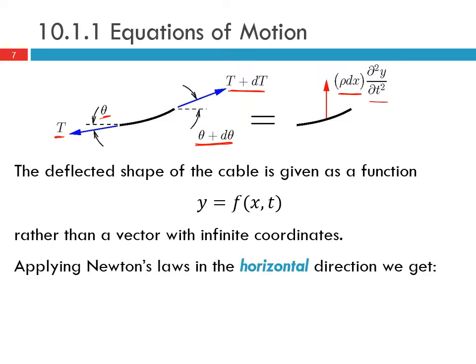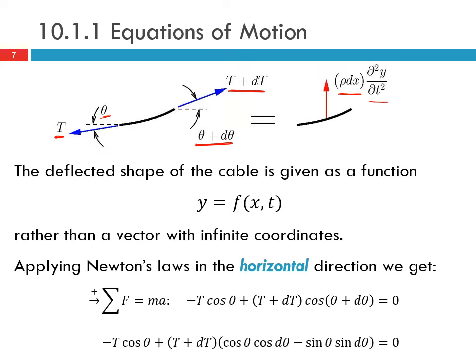Now we can apply Newton's laws in the horizontal direction to allow us to see what happens with this tension T. So the sum of F equals ma. We've got minus T cos theta plus (T plus dT) cos(theta plus d theta). Those are the horizontal components of the forces in the free body diagram. And there are no horizontal components in the mass acceleration diagram, so we have equals 0. Now we can use a trig identity to expand this out. Cos(theta plus d theta) is equal to cos theta cos d theta minus sine theta sine d theta.